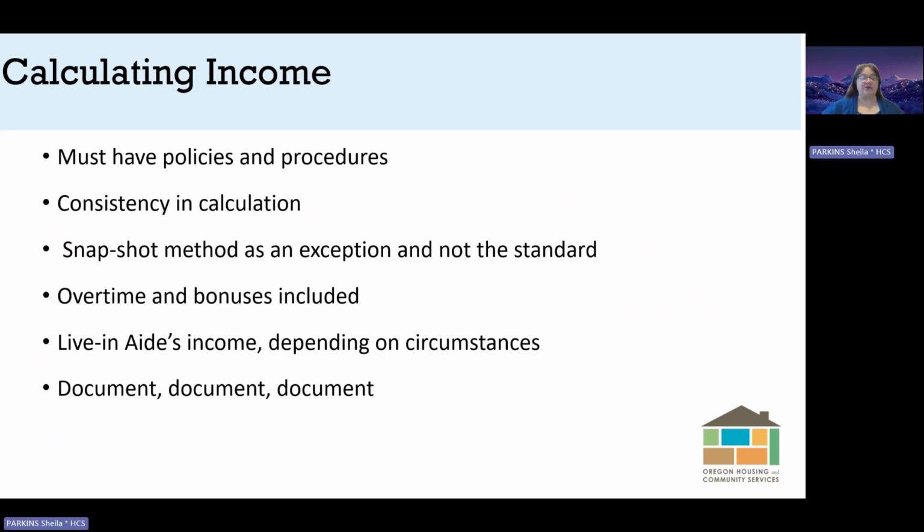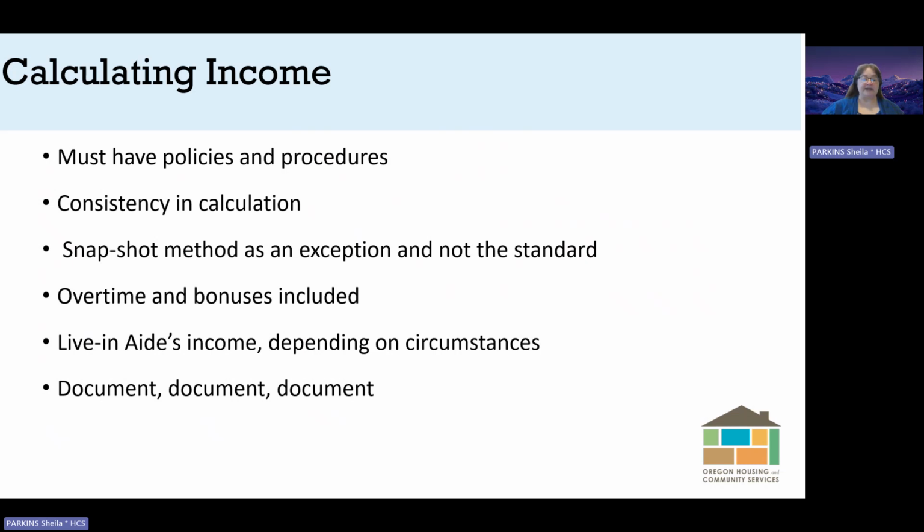This is frequently done to try and get a household under the income limit, and fluctuations between clients in calculating income is inequitable and strictly unallowable. Use a single method of income calculation and be consistent between clients.